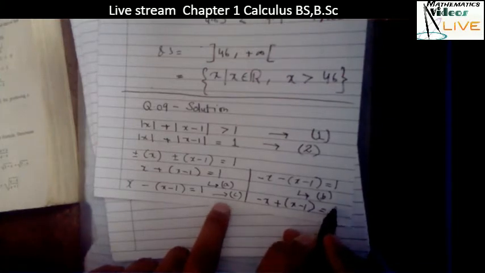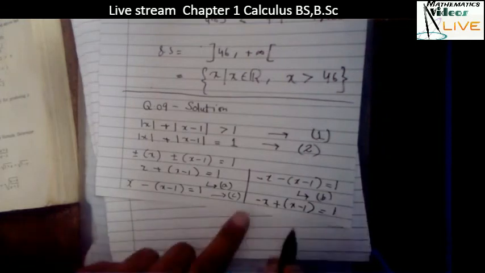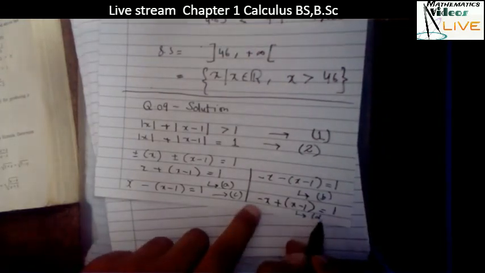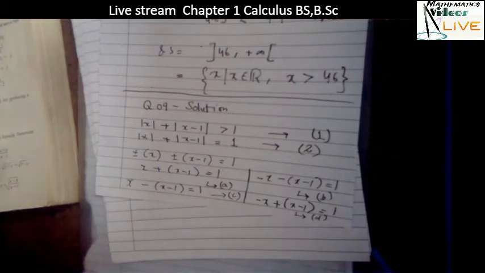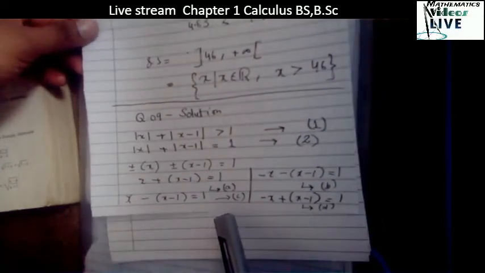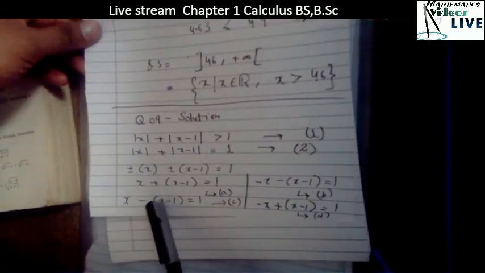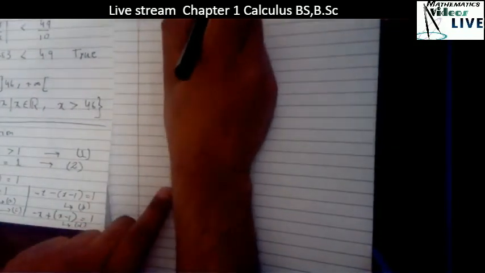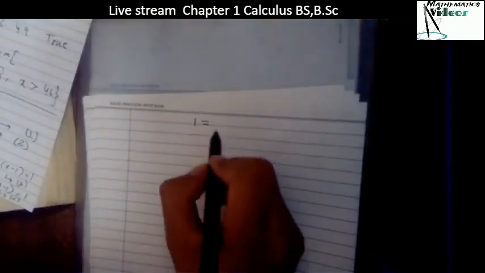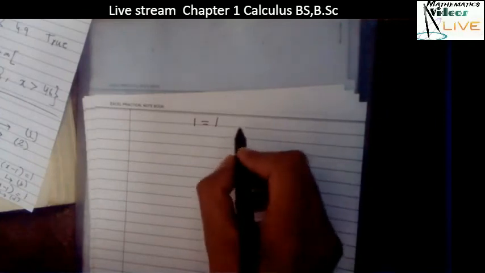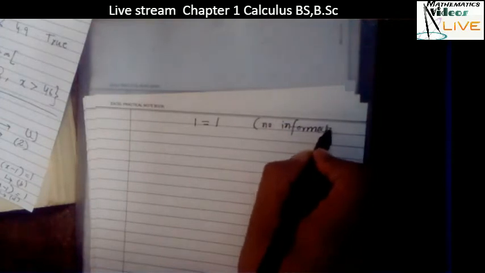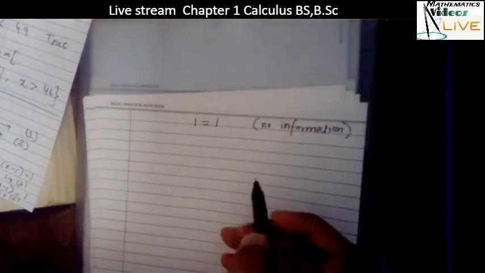Now take plus x from here and minus this expression from here. Plus x minus x minus 1 is equal to 1. This is equation number C. And take minus x from here and plus this expression from here. Minus x plus x minus 1 is equal to 1. And name it as equation number D.